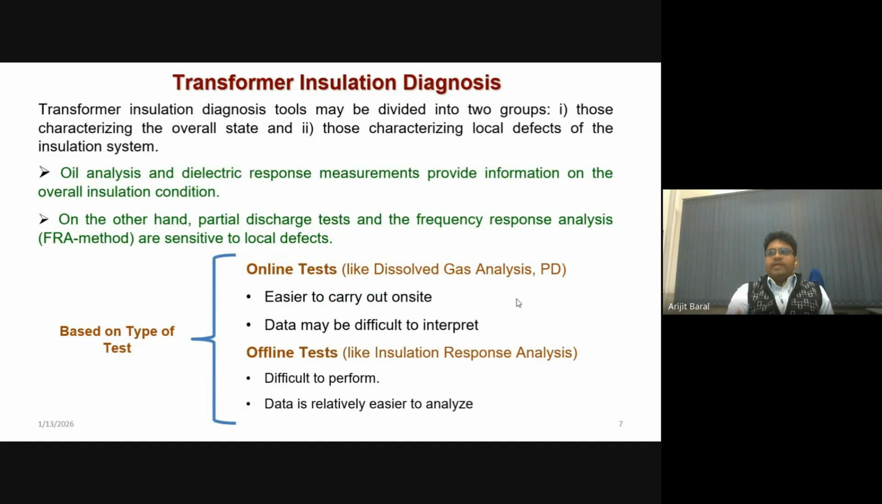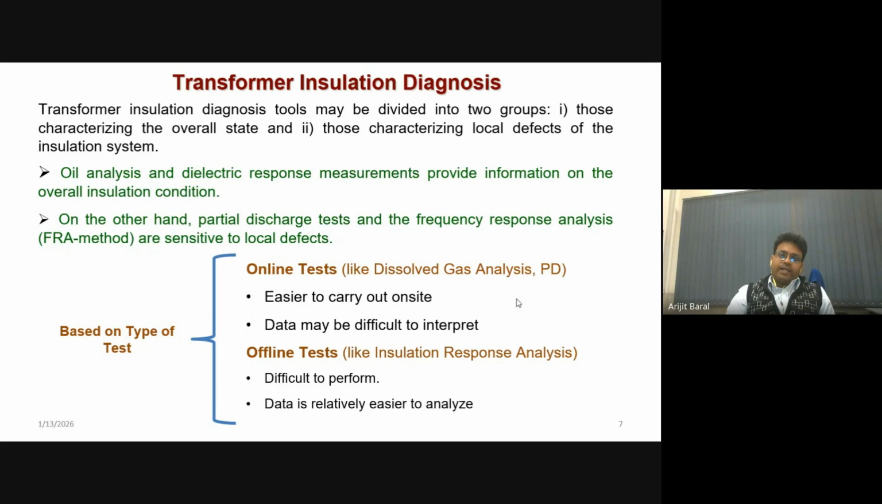So this brings us to what transformer insulation diagnosis is all about. Because if we can diagnose a particular equipment insulation and we can predict reliably what is the problem that is going on with this particular transformer, we need to fix it fast, otherwise it will escalate to a larger problem. In order to do that, we carry out certain tests.